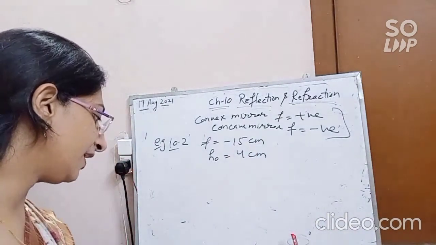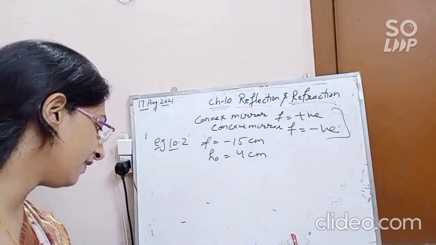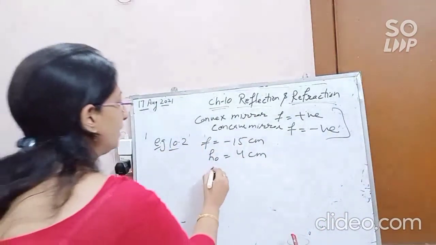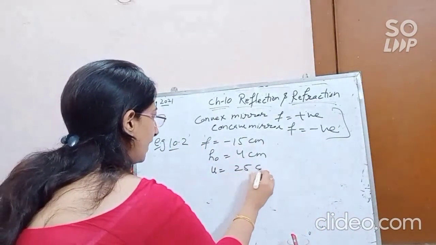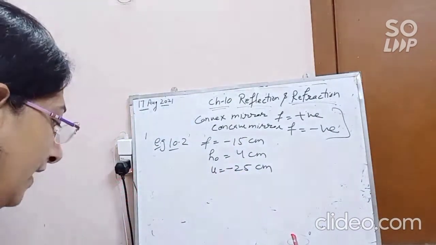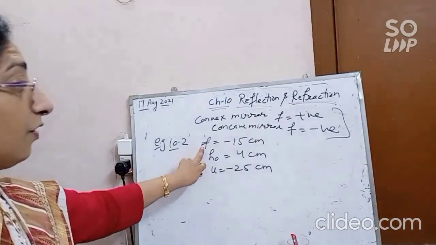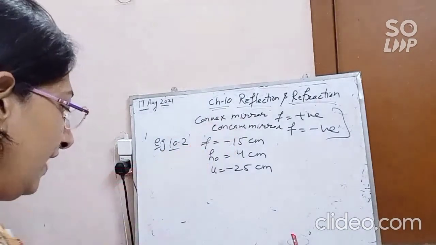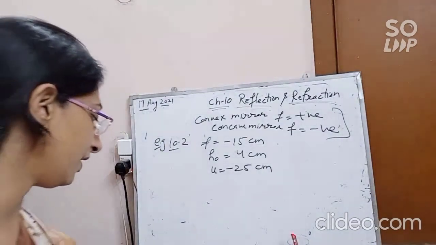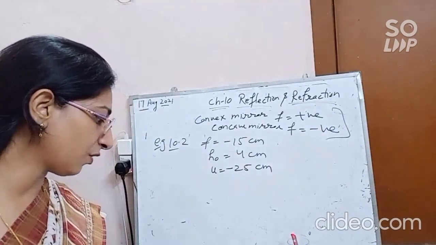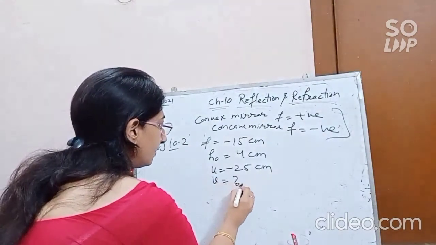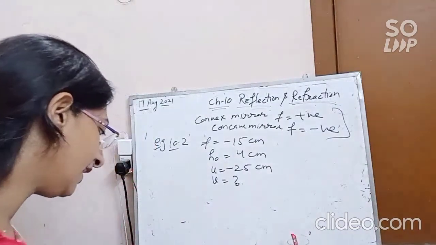An object is placed 25 centimeter in front of a concave mirror. So in front of a concave mirror, what is given? U is given. U equal to minus 25 centimeter, U is always negative, right? Focal length I have already written for the concave mirror. Now what do we have to find out? At what distance from the mirror should a screen be placed in order to obtain a sharp image? So we have to find the value of V, and find the nature and size of the image.